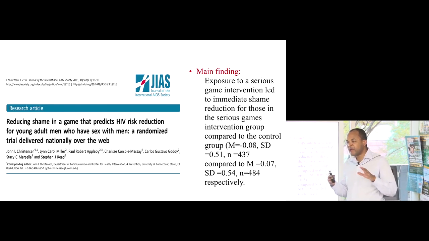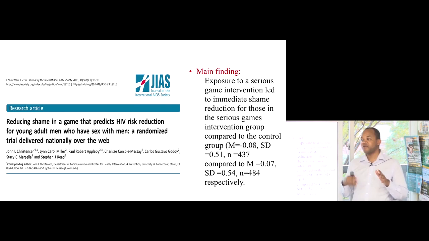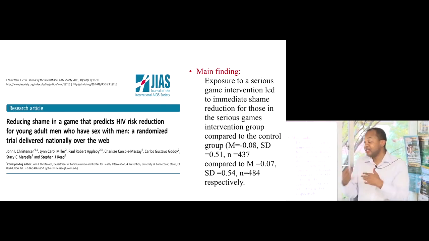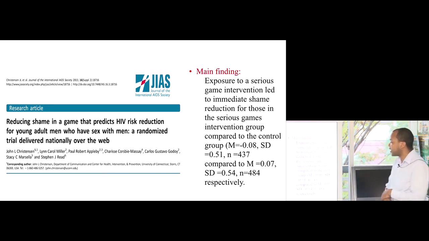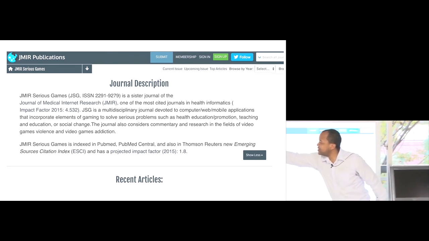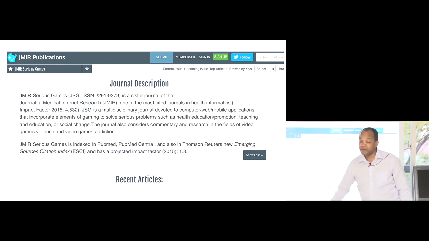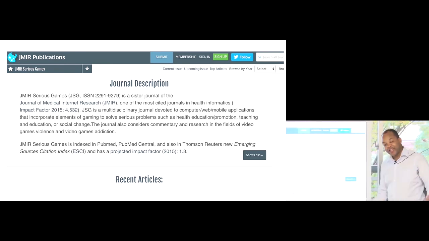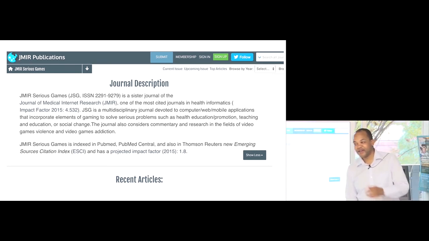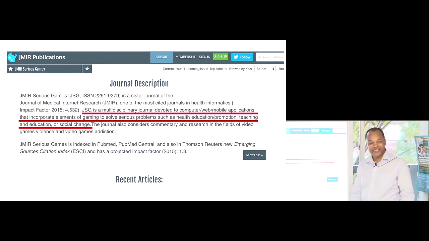So these papers show some early successes in serious games for changing behavior or improving certain health outcomes in what we are probably working on. There's also the Journal of Medical Internet Research, Serious Games. And actually, this morning, we just had good news. They accepted one of our papers, so I'm very happy. It's a very good way to start this class.